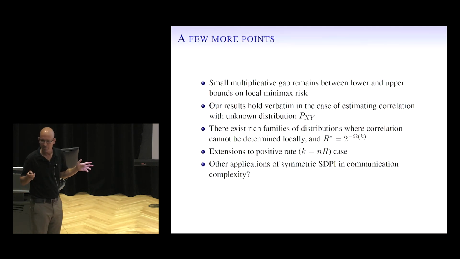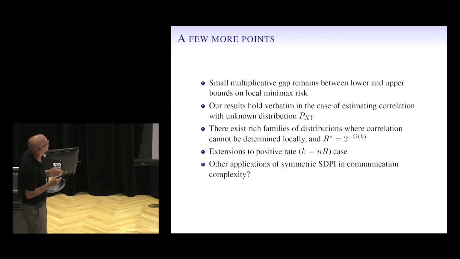Probably out of time, right? So just a few more points. I hope that was not too fast. It probably was. There still remains some multiplicative gap between the upper bound and lower bound in the local minimax risk. Okay, so that's one thing that somebody might want to look at.